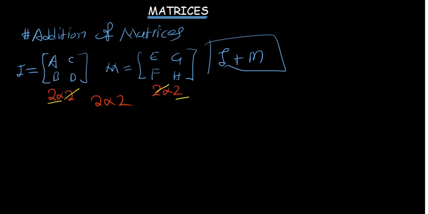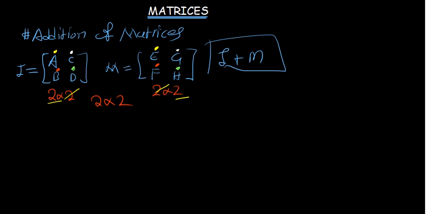So in this case we are going to pick this number and add it with that one here. You're going to add it with this one. Then C, you're going to add with G. Your B, you're going to add with F. Then your D, you're going to add with H. Please note the colors that we have used here.